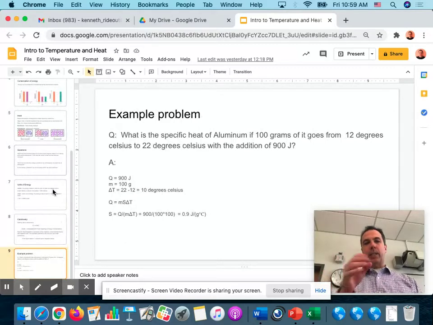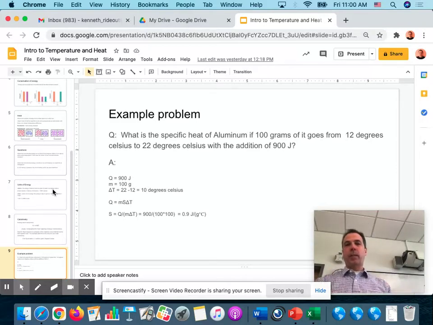All right, so it's a new equation. So let's just do a quick example problem. Let's do exactly that. Let's see, how can we determine the specific heat of aluminum, right? So first we would measure out a specific quantity. So I'm going to say 100 grams. And then we will put it in a situation where we know exactly how much energy we're giving it, right? So I'm going to say 900 joules in this case.